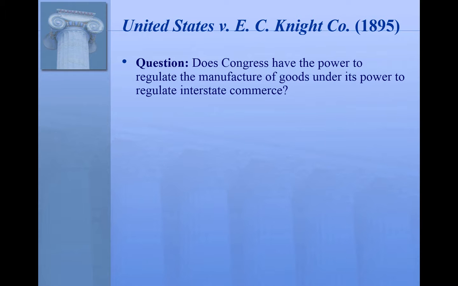The United States government didn't allow the sale to go through because it said that this was a restraint of trade under the Sherman Antitrust Act, and it was a restraint of trade, not a restraint of manufacturing. And EC Knight sued because it wanted to be sold, and it said manufacturing is not commerce, so there's no trading going on to restrain. So the court asked the question, does Congress have the power to regulate the manufacture of goods under its power to regulate interstate commerce?